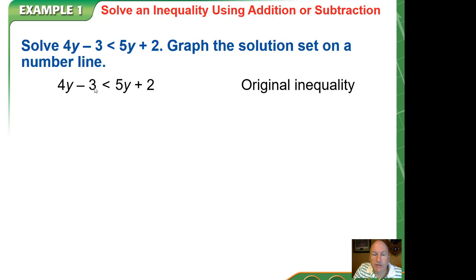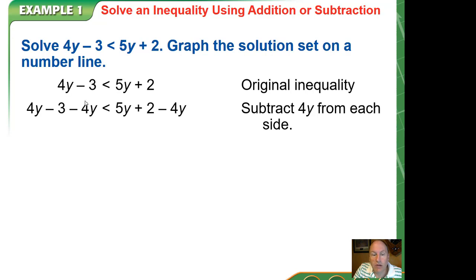So 4y minus 3 less than 5y plus 2. First thing we're going to do is try and group those y's together. So we're going to use the subtraction property of inequality to subtract 4y from the left side, thereby getting rid of the 4y, and subtract 4y from the right side of the inequality. That cancels out the 4y's on the left, and we're left with negative 3 less than y plus 2.